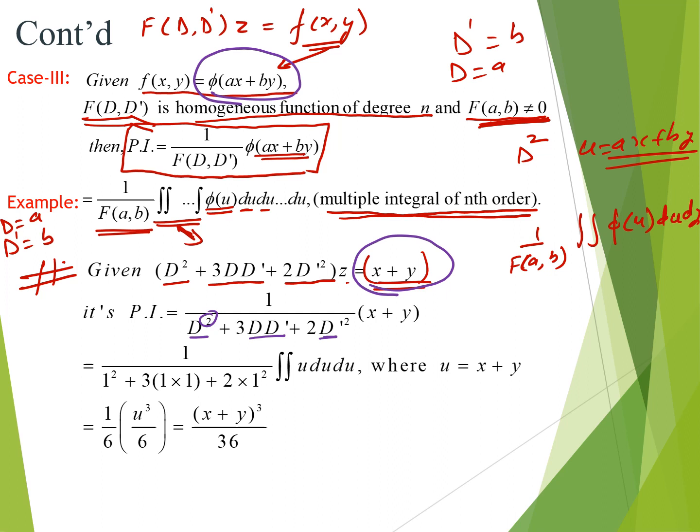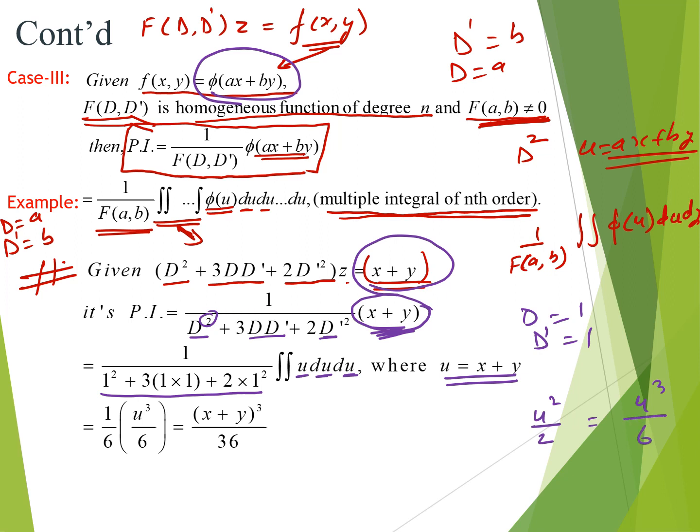Now D is replaced, as per this comparison, by 1 and D dash will be replaced by 1. Denominator is this, and the complete function is equal to u. x plus y is equal to u. Because the power of D is 2, so double integration of u du. First time integration of u is u square by 2, and again the integration of this part is u to the power 3 by 6. So the value will be 2 into 3, 6.